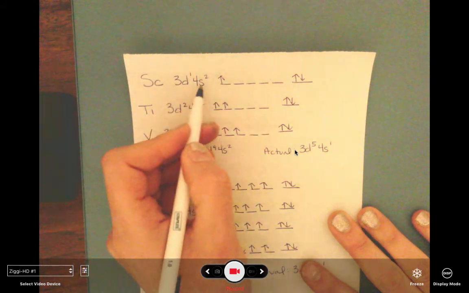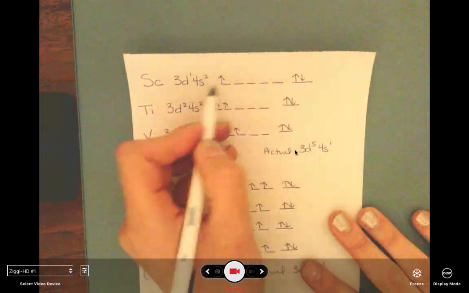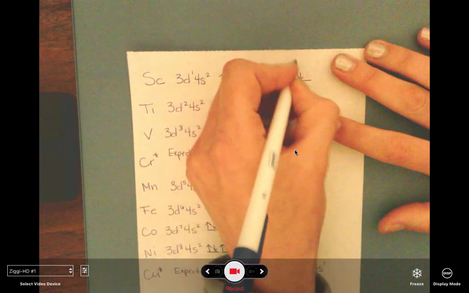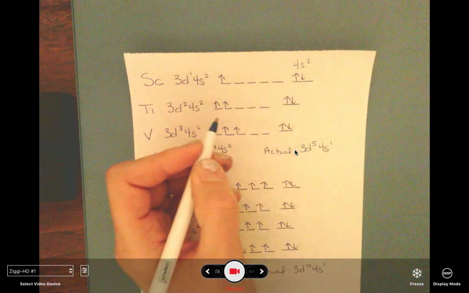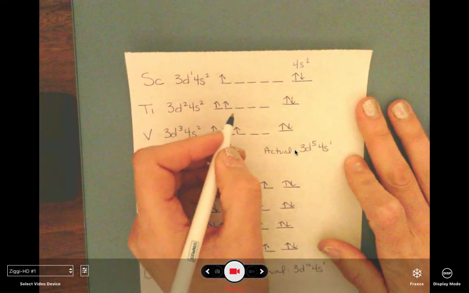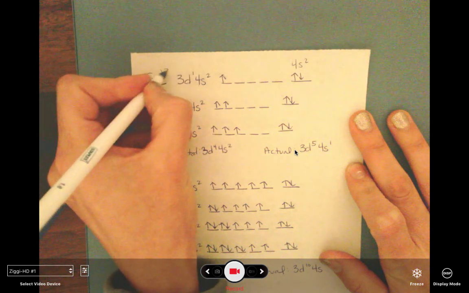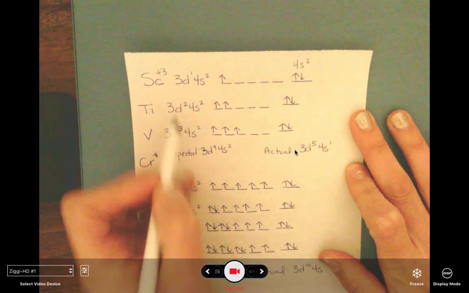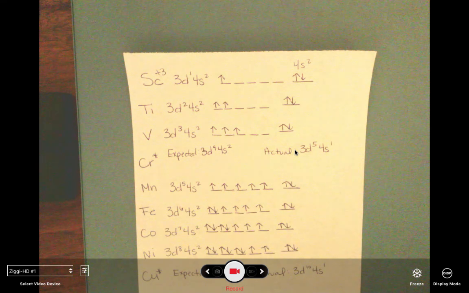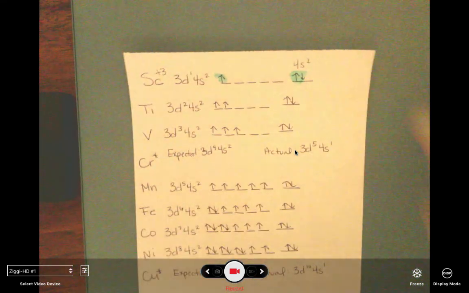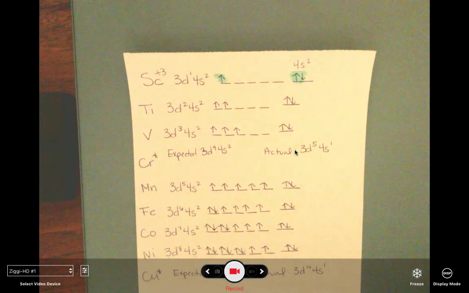So the first thing, scandium, this is its electron configuration. Here I have the d block, and then over here are the 4s2 electrons. What happens is scandium can form a +3 cation charge. So it's able to give away 3 electrons in bonding. These 3 electrons all go at once. So scandium can take on a +3 charge.